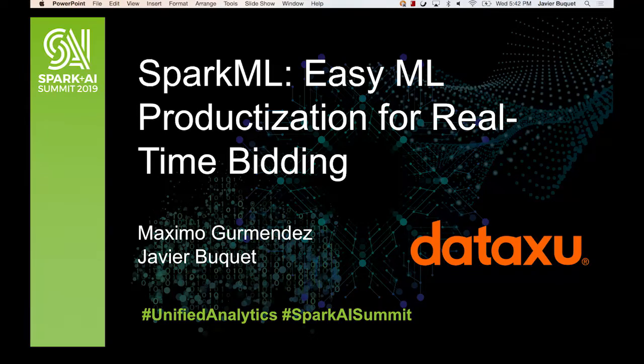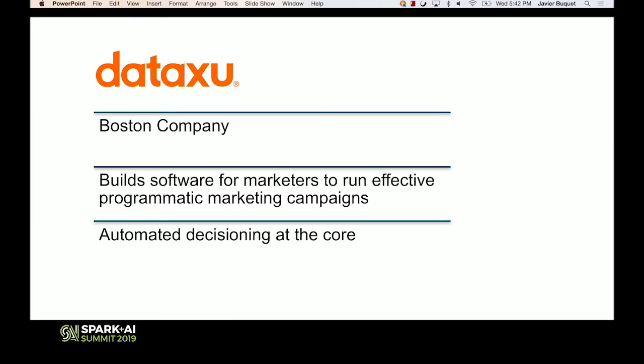So Dataxu is a Boston company, and its main purpose is a platform that helps marketers run effective programmatic campaigns with a focus on TV. It's about making a ton of decisions, as we'll see, each second, on which ads to show to whom at which time, and that's at the core, the automatic decision.